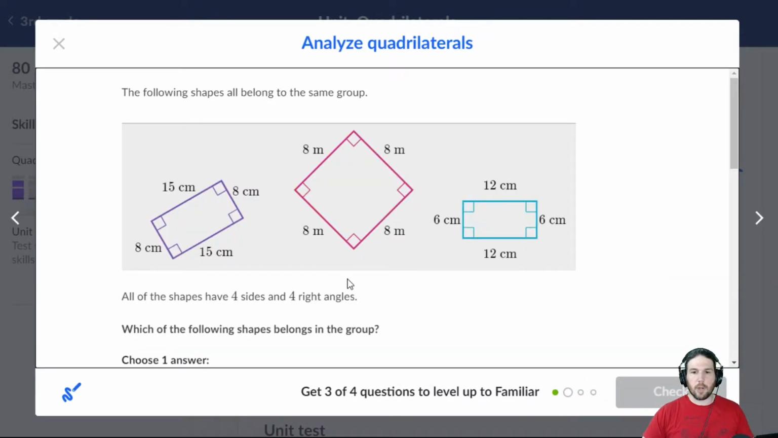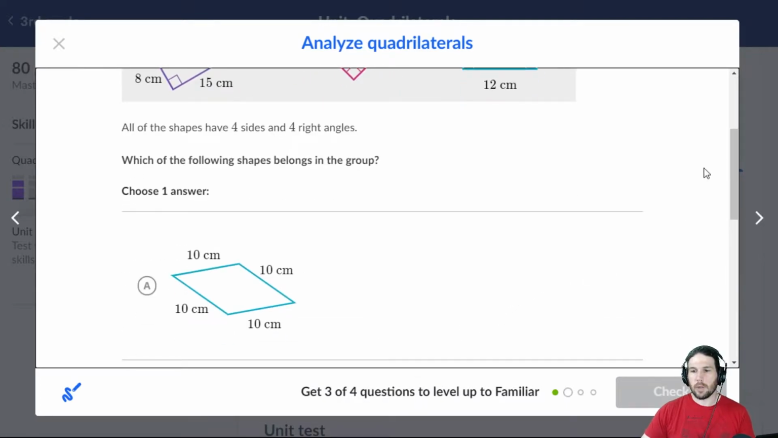The following shapes all belong to the same group. Well, what group do these all belong to? The middle one is a square, but these two aren't squares. They are all rectangles. They all have four right angles.